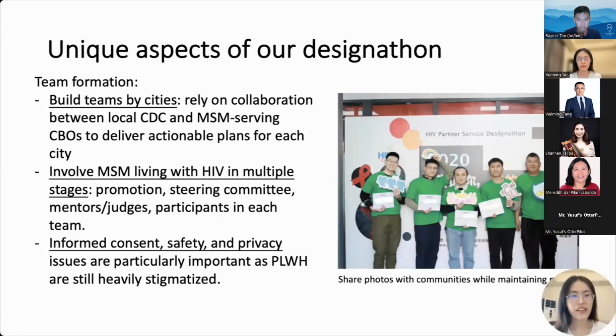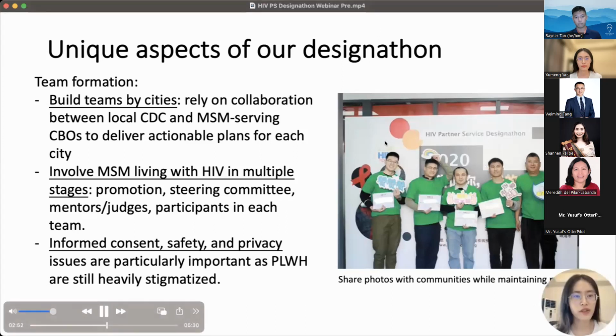I would also like to share some unique aspects of our Designathon. The first was that our teams were built by cities because we wanted to deliver actionable plans for each city. So we had a total of 8 teams from 8 cities, with each team consisting of 5 to 6 participants, including 1 person from local CDC, 1 from MSM serving CBOs, 1 representative of MSM living with HIV, and at least 2 open call participants with design or computational skills.